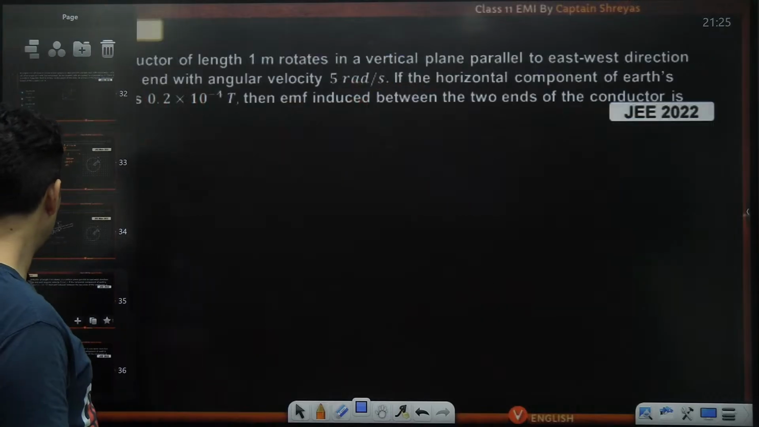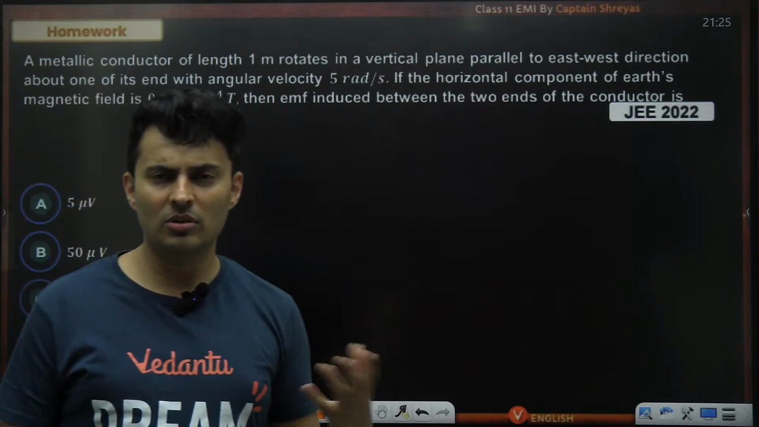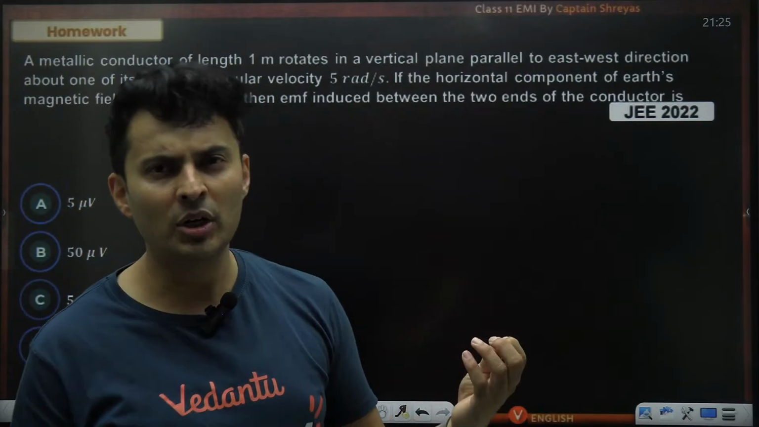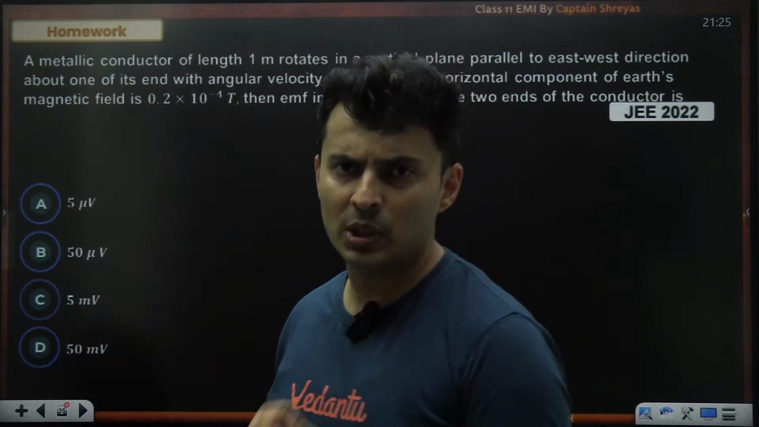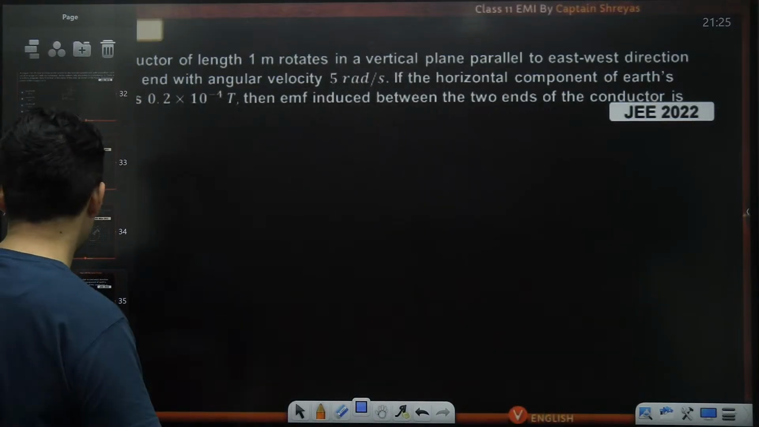So this is your homework question. The answer is there on the next slide. You'll be getting the PDF in the description box or the comment section. It will be pinned over there. So get it later on. For now, I'll not show you the answer. That is your homework. Post the answer in the comment section.